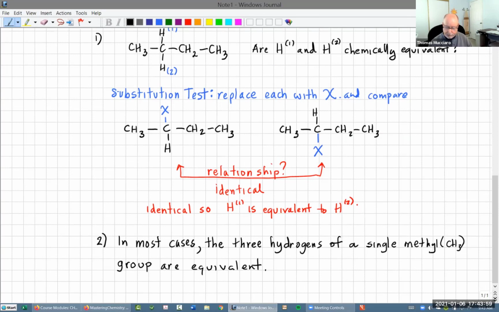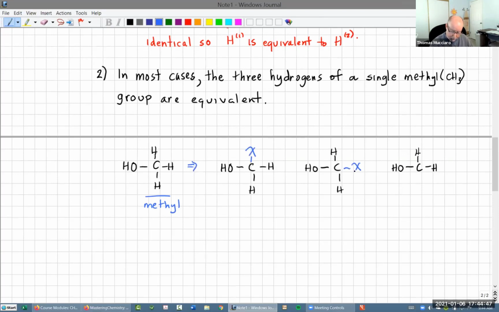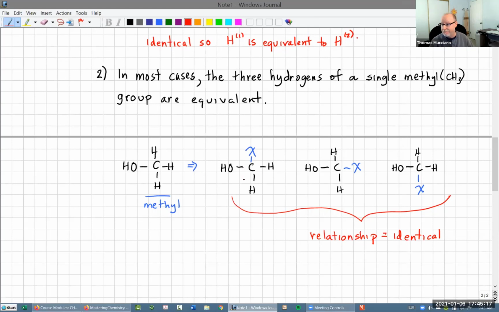In most cases, the 3 hydrogens of a single methyl group are equivalent. I'm gonna do a really simple example, guys. Notice that this is basically a methyl, a CH3. So if we do our substitution, since we're comparing all 3 hydrogens, we have to do 3 substitutions. And then we ask the same question, relationship. These are all identical structures, right? What that means is we don't usually have to do these methyl group equivalent substitutions. We can just look at a methyl group and say, at least those are all equivalent.